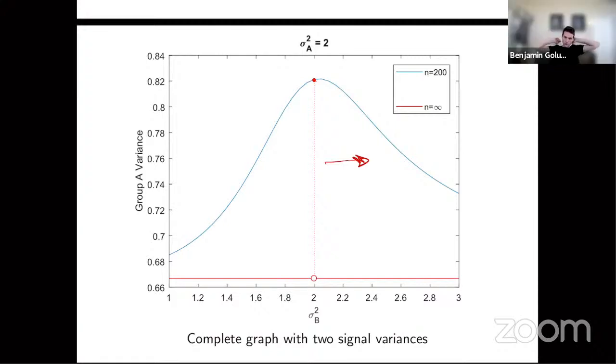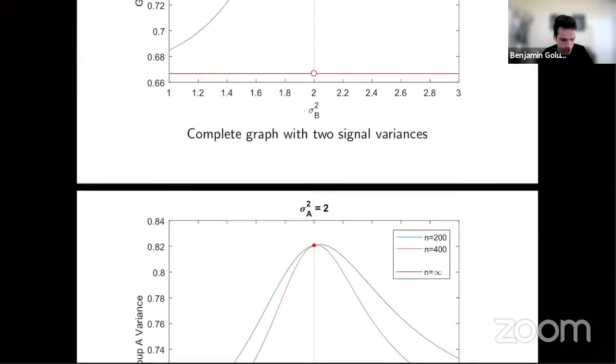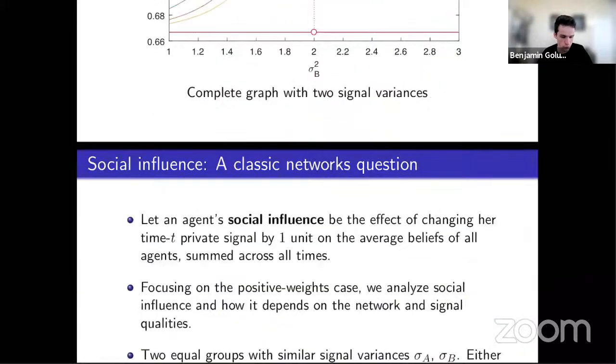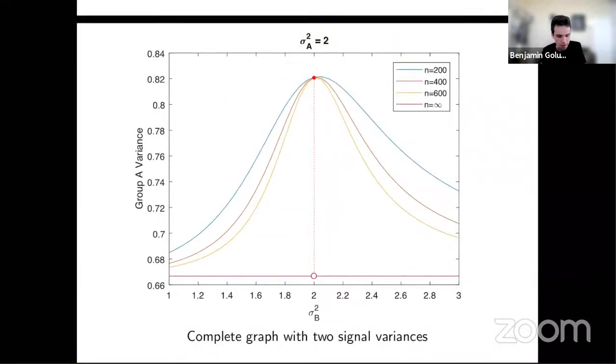Perfect. Okay, so then we did this for all the other population sizes, 400, 600. You can see that as the population gets bigger, you need less diversity to sustain really good learning. But this is what the curves really look like. You could ask a bunch of questions that make sense in this finite world, like how influential are group A people? How much does their information affect the state versus the other people?